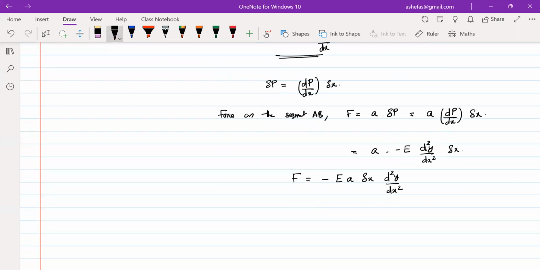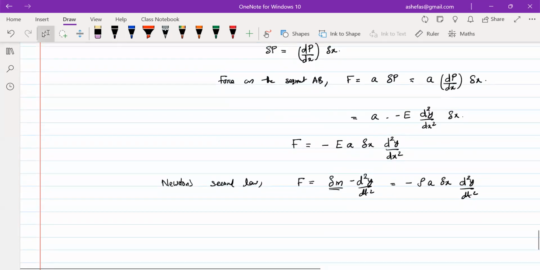Okay, now we can use Newton's second law. The force on the segment AB would be equal to the mass times acceleration. So the mass of the segment we can represent by the symbol delta m, and the acceleration can be d square y by dt square. Since the force opposes the displacement, we put a negative sign here, and therefore it's minus, and the mass of this small segment can be written as rho times A times delta x, times d square y by dt square.